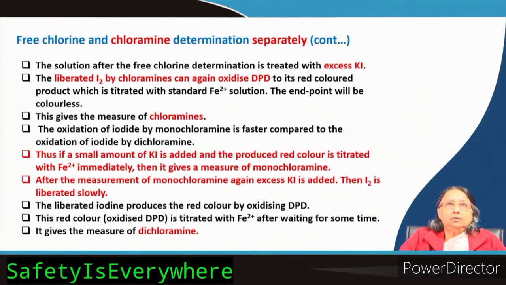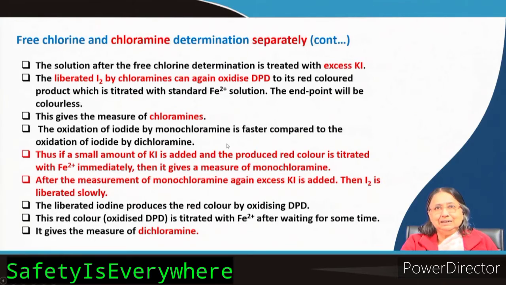Now, free chlorine and chloramine determination separately. The solution after the free chlorine determination is treated with excess KI. Free chlorine you have already determined. Now, you want to determine the chloramine concentration. So, how will you do it? It is a mixture. Say, for example, free chlorine is also there, chloramine is also there. Free chlorine you have already determined. Now, you want to determine the combined chlorine, chloramine. So, how will you do it?